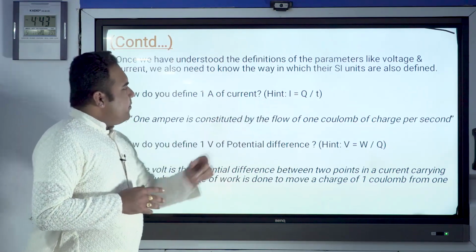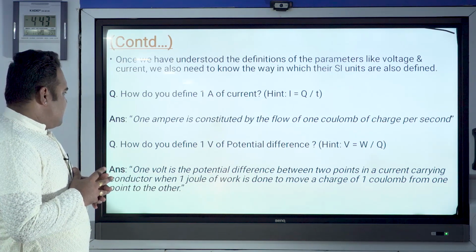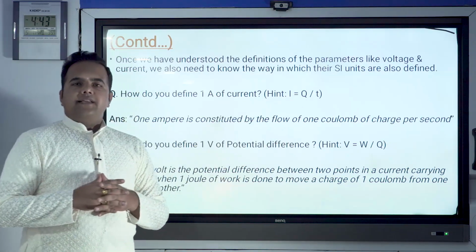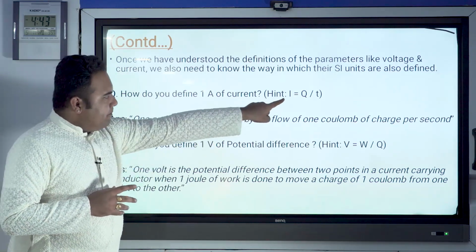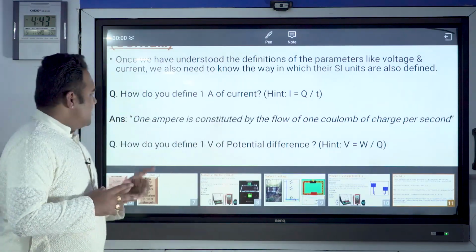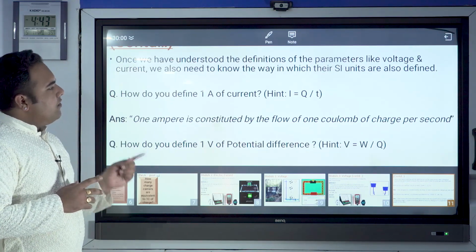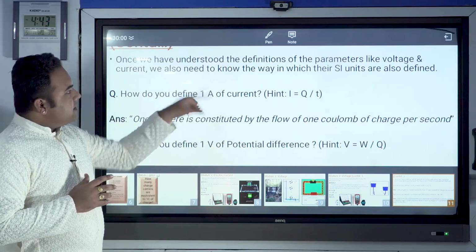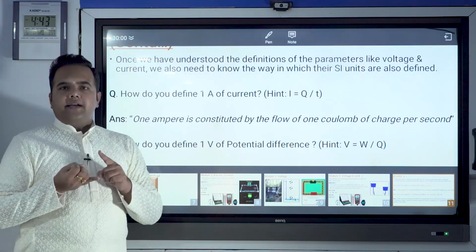So when we say 1 ampere of current, we say that 1 coulomb of charge flows per 1 second, the current generated is 1 ampere. The answer is here. 1 ampere is equal to 1 coulomb per second, which means 1 ampere is constituted by the flow of 1 coulomb of charge in a second. So therefore this is how we define the SI unit of current. So there are two definitions now. First thing, what is electric current?